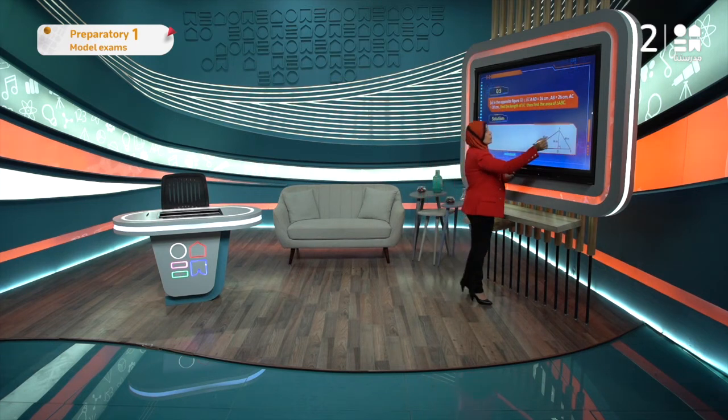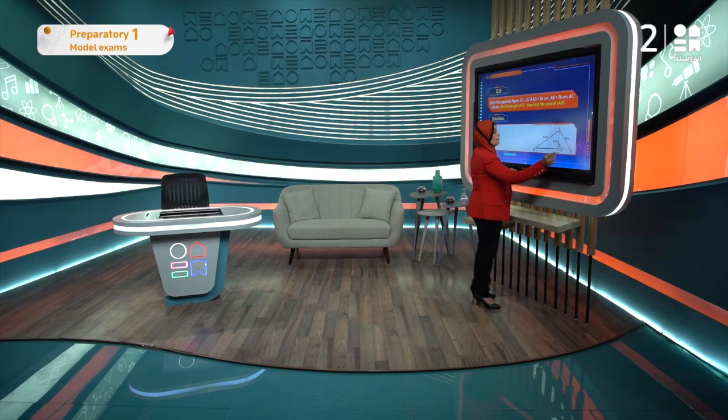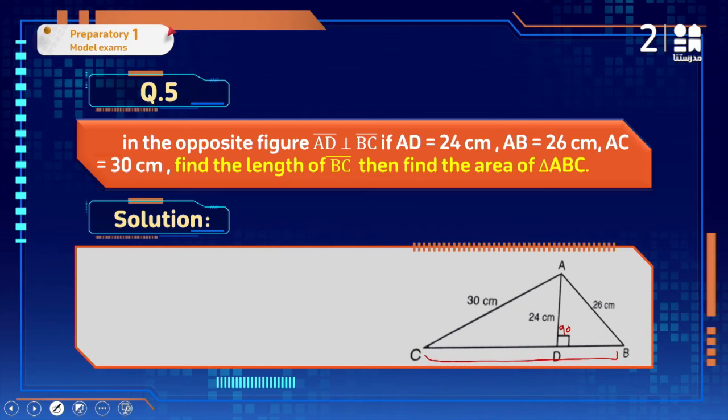Question 5. In the opposite figure, AD is perpendicular to BC. That means this angle is 90. Then AB is 26, AC is 30. Find the length of BC. We need BC. Then find the area of triangle ABC.